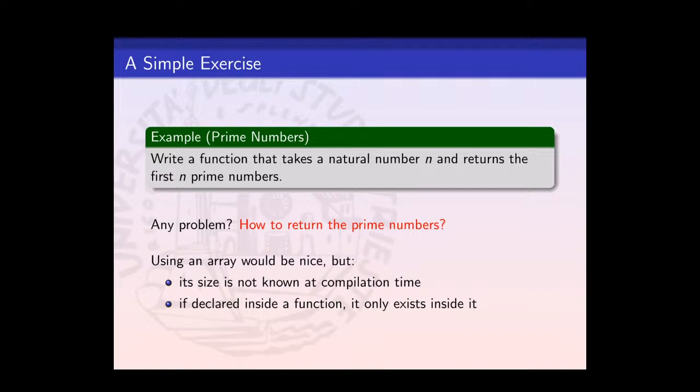Okay. If you remember, when we discussed about the array, we saw that to declare an array, you must provide the size of the array. And the size must be a constant number. So it's not possible to declare an array saying, I want the array to contain n values, where you don't know the value of n at compilation time.